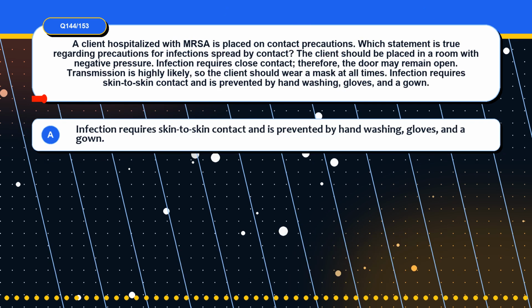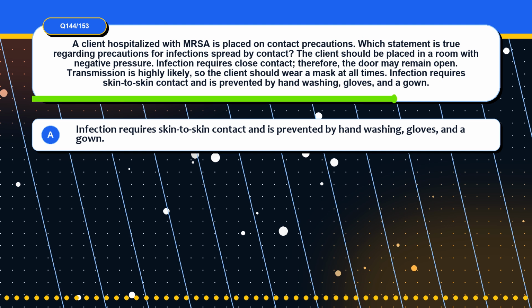Question 144. A client hospitalized with MRSA is placed on contact precautions. Which statement is true regarding precautions for infections spread by contact? The client should be placed in a room with negative pressure. Infection requires close contact, therefore, the door may remain open. Transmission is highly likely, so the client should wear a mask at all times. Infection requires skin-to-skin contact and is prevented by hand washing, gloves, and a gown.